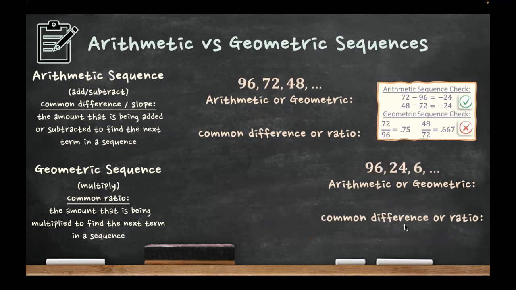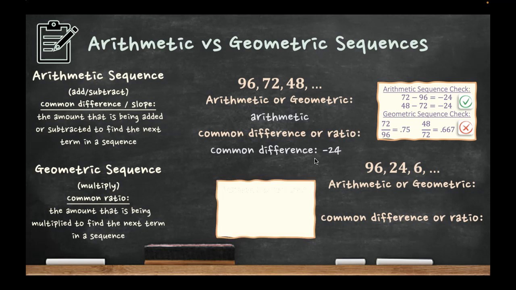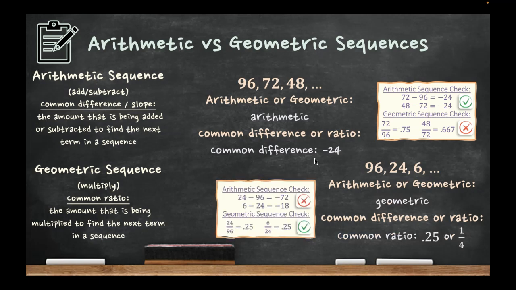And then here are a couple more examples. This is one of arithmetic where you might not be able to just eyeball it all the time. It has a common difference of negative 24. And then the bottom one is going to be a geometric with your common ratio of 0.25 or 1/4.